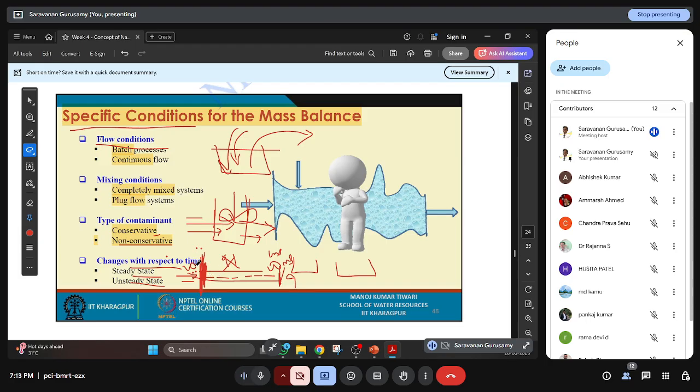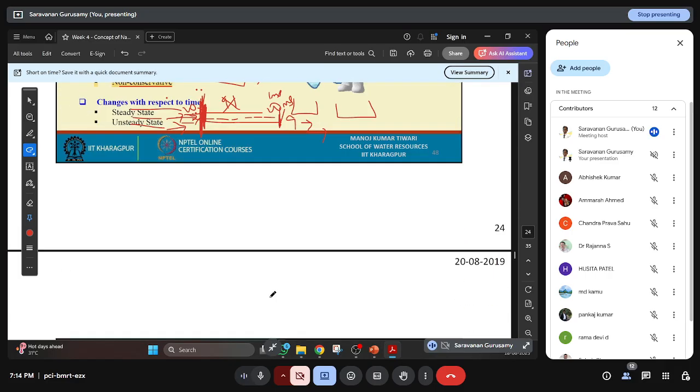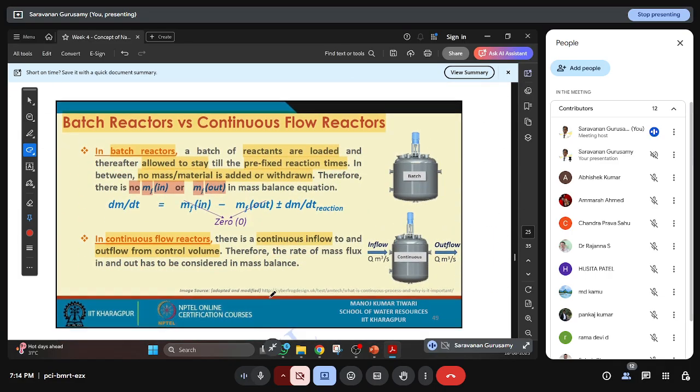Unsteady state is when at some time 10 is coming in, at some time 9 is coming in, at some time 8 is coming in, and going out as 9, 7, 6 like that. Then it is an unsteady state. You got it? Yes. So we are going to discuss the same.